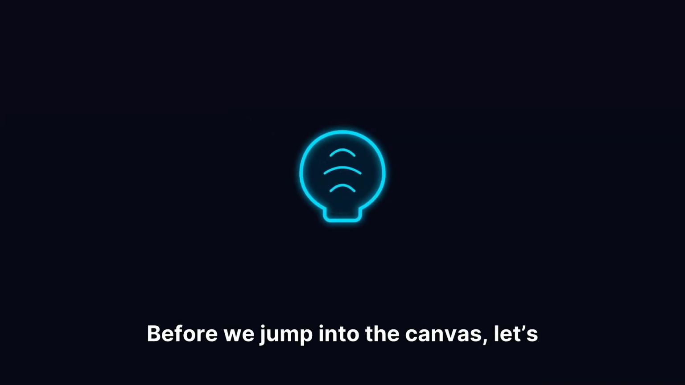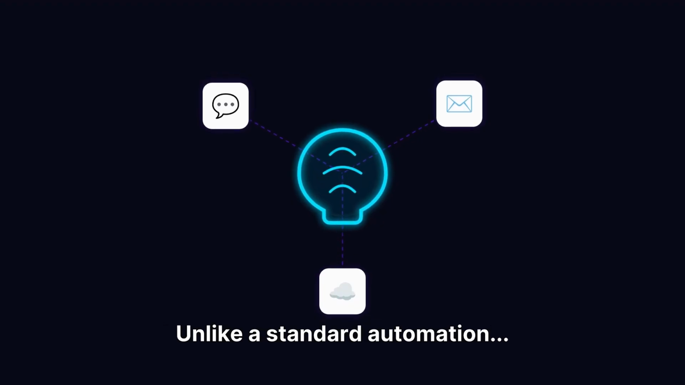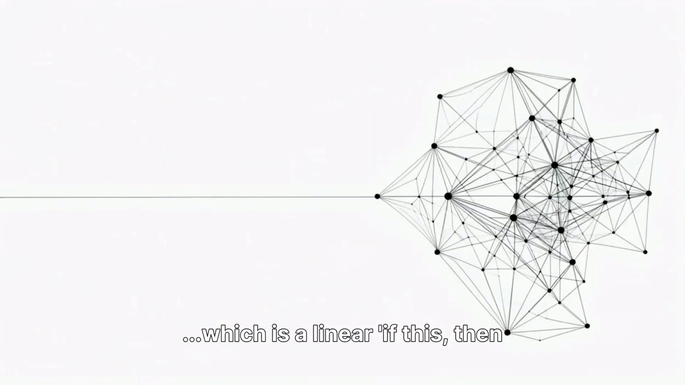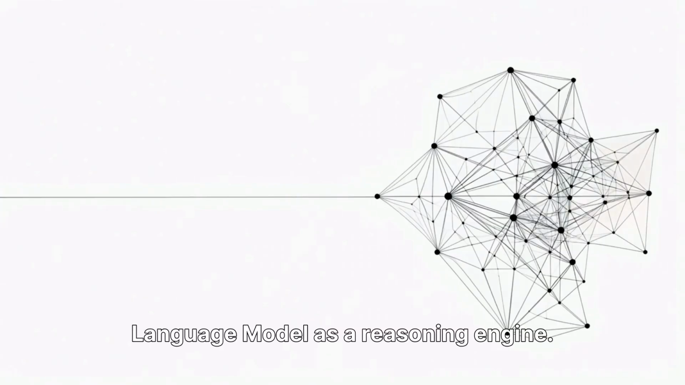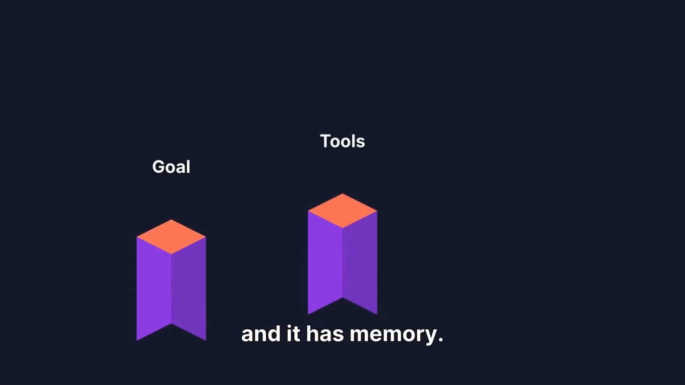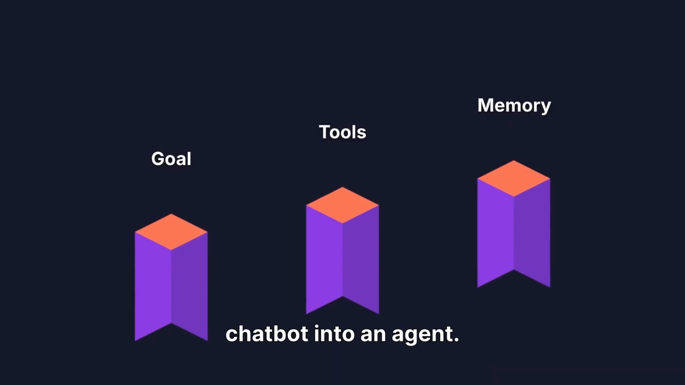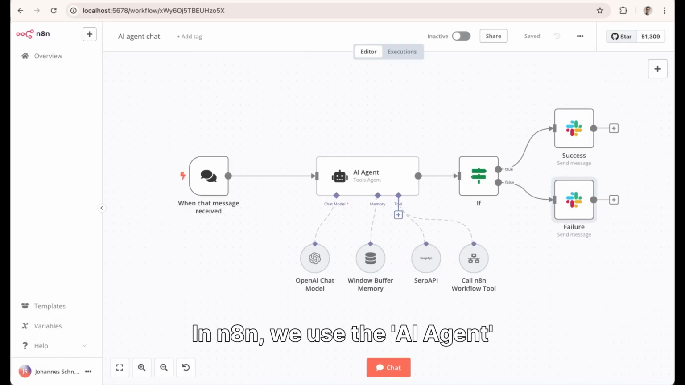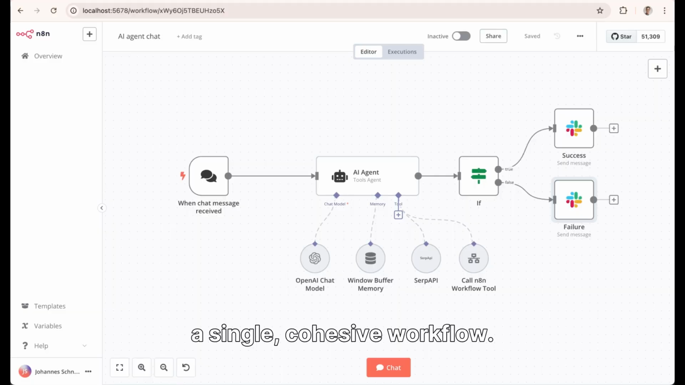Before we jump into the canvas, let's define what an AI agent actually is. Unlike a standard automation, which is a linear if this, then that chain, an AI agent uses a large language model as a reasoning engine. It has a goal, it has tools, and it has memory. These three elements are what transform a chatbot into an agent. In n8n, we use the AI agent node to orchestrate these three elements into a single, cohesive workflow.